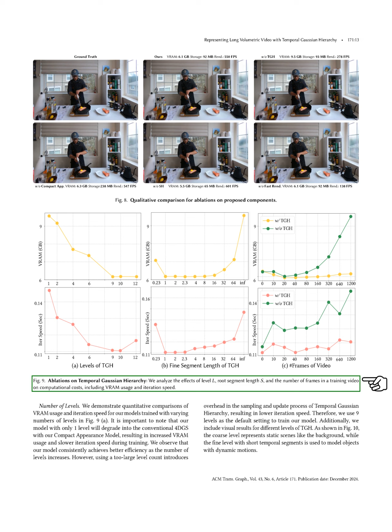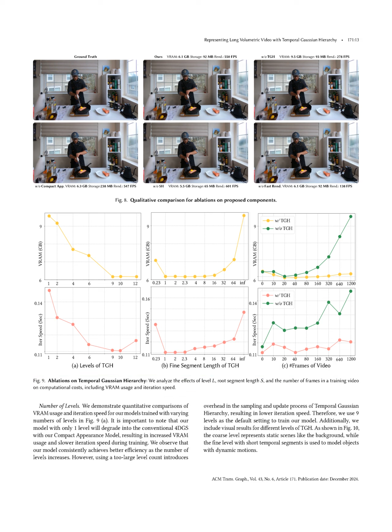The length of the root segment is another important factor for efficiency. Our study revealed that increasing the segment length initially reduces training costs, but if the length is too extreme, it can lead to inefficiencies. We determined that a segment length of 101 to 113 is optimal for our experiments. Finally, we evaluated the training costs of models with and without the temporal Gaussian hierarchy as the number of training frames increased. Our results indicate that the temporal Gaussian hierarchy maintains consistent VRAM costs and iteration speeds, even with long video frames, while the alternative incurs much higher costs. This scalability is crucial for training long volumetric videos effectively.